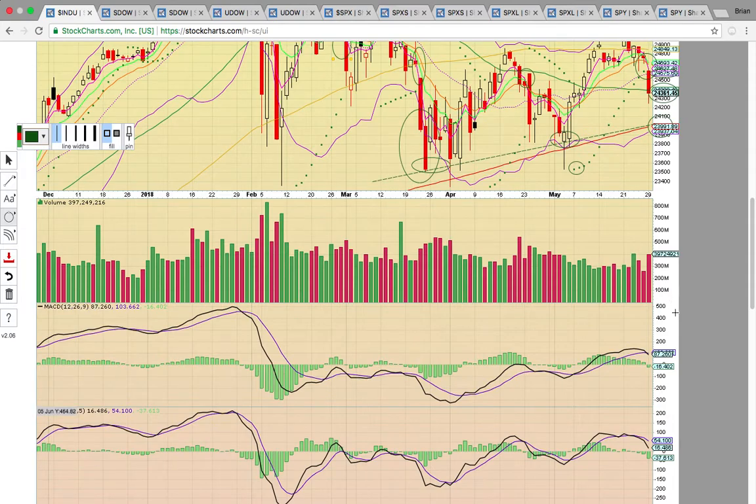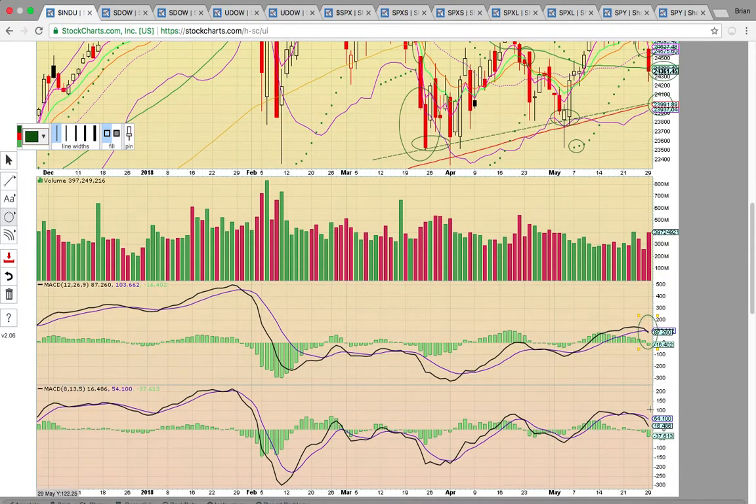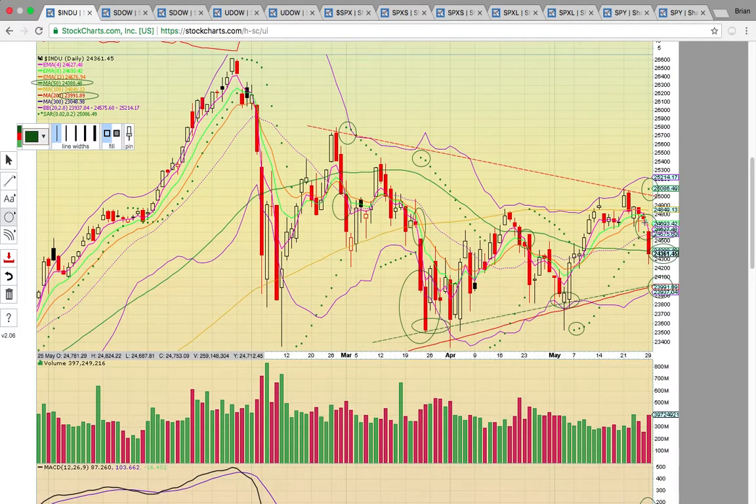We're also going to see that there are bear crosses on MACD on both time frames. You have the MACD line crossing over the signal line on both time frames, and that's another big red flag. So you have red flags all the way across the board here.